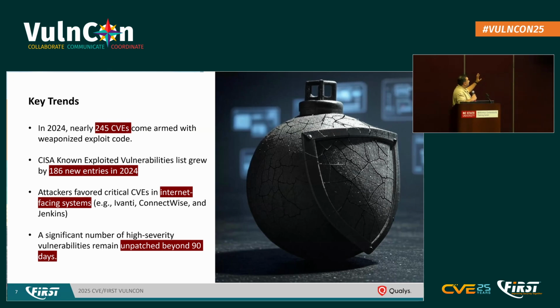The other fact was CISA, which is the Cybersecurity and Infrastructure Security Agency that works under the Department of Homeland Security, added 186 new CVEs. The other thing that was important is we are seeing a lot of attention on internet-facing assets, mainly the VPN and secure access. I will get to the last point later.